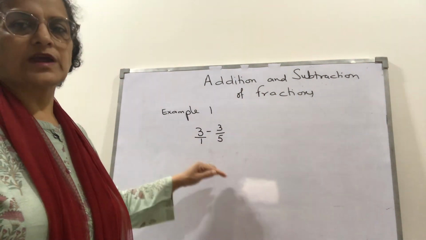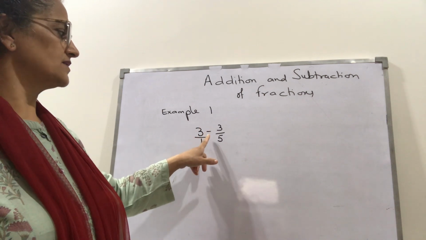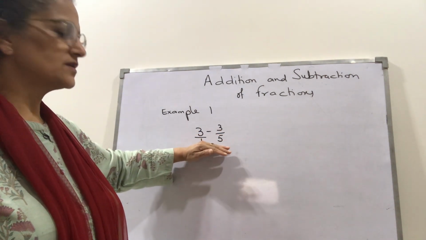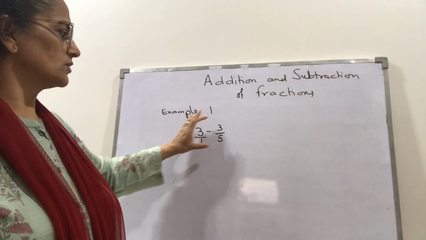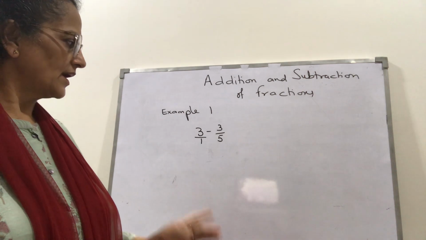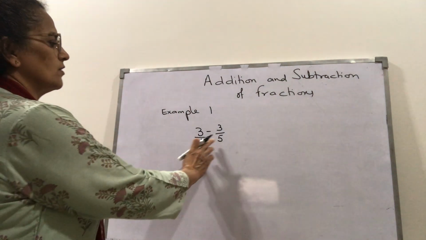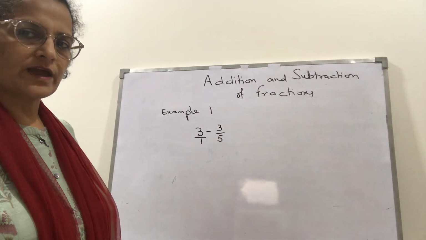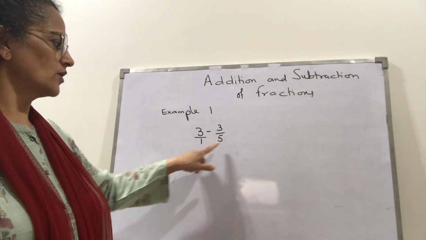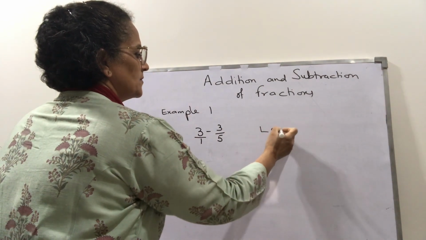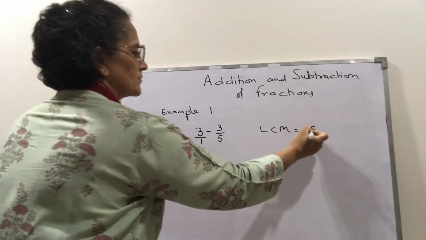Now the first step for addition and subtraction is that you have to make your denominators same. For both, the denominator should be 5. So what we do, we find the LCM. Now 5 is a multiple of 1, so 5 will be the LCM for this. So we can write the LCM will be 5.